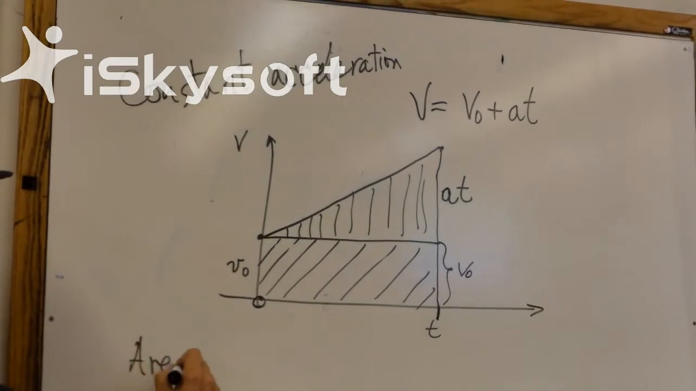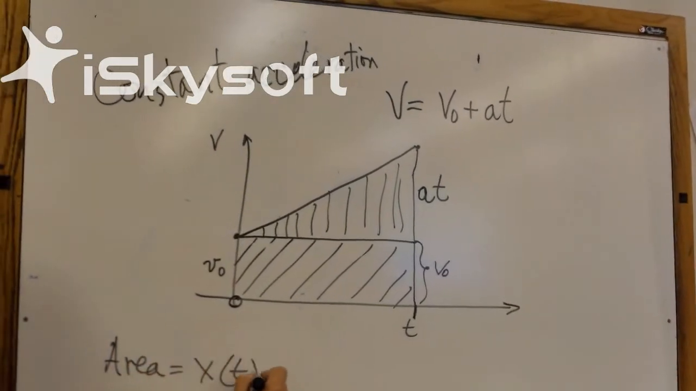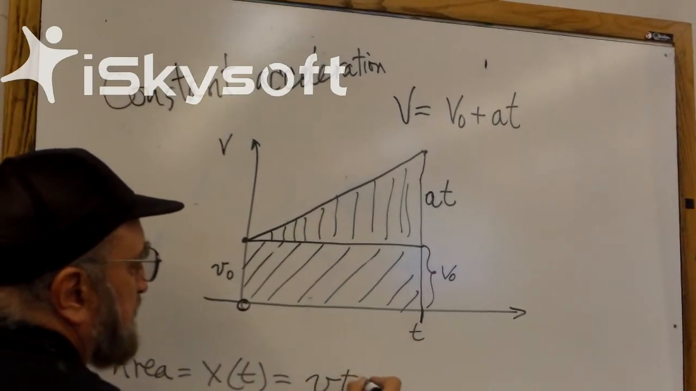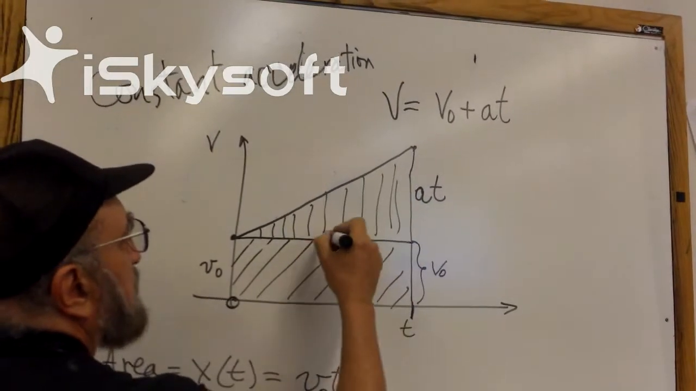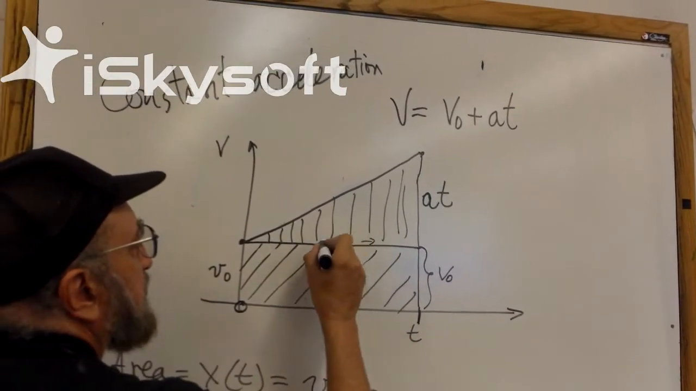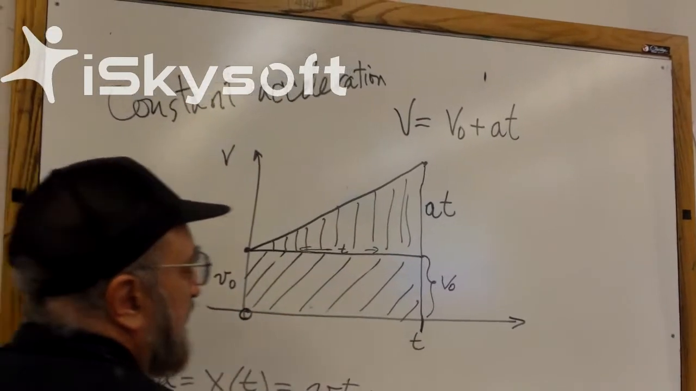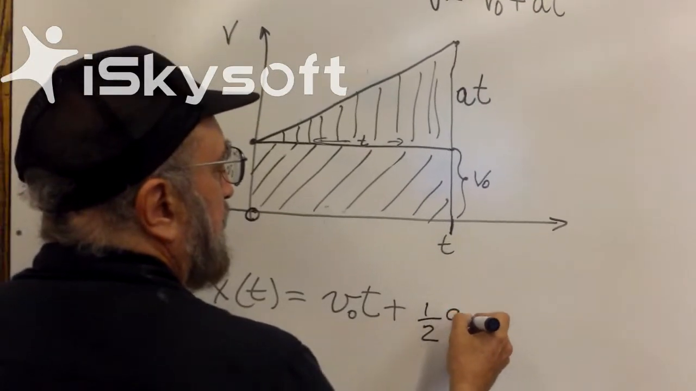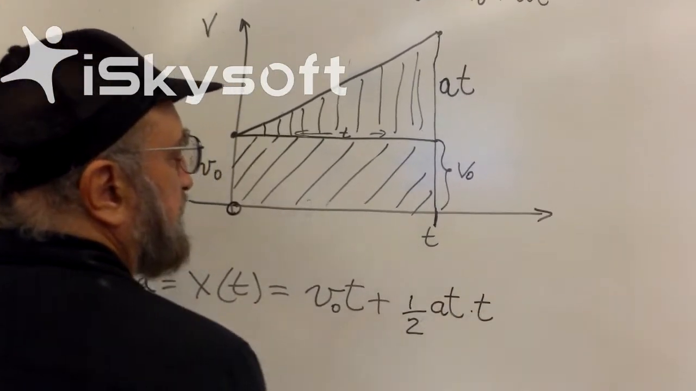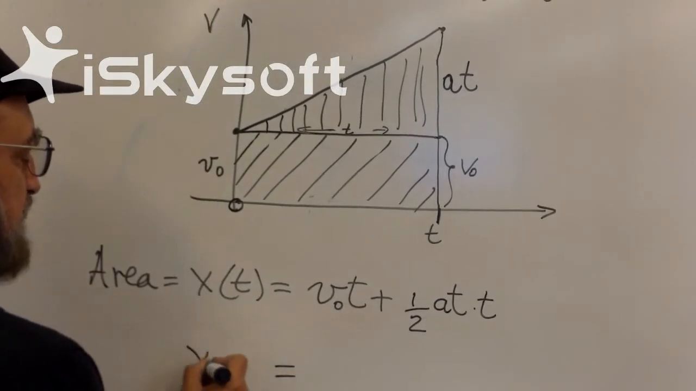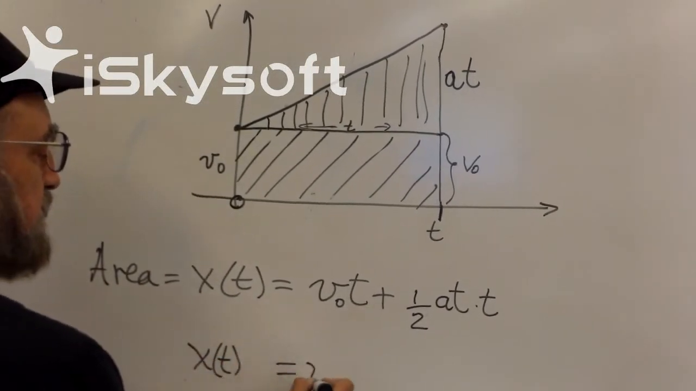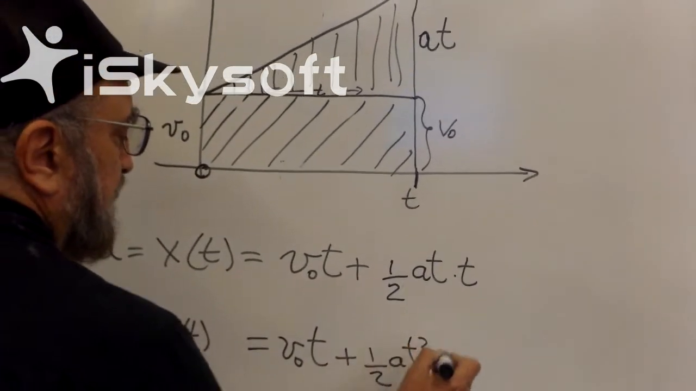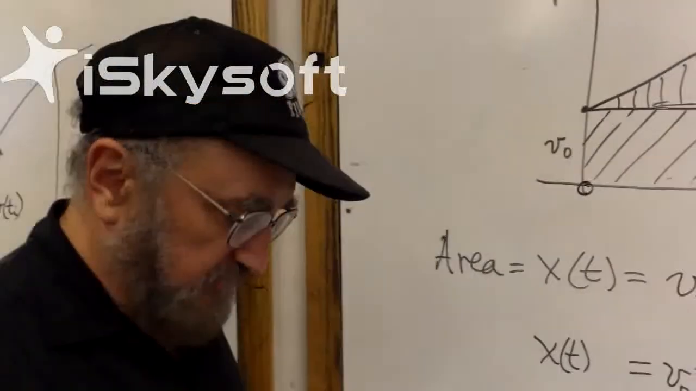So the area, which we say is going to be x of t, is the rectangle, v0 times t, plus a triangle whose base is t. See, it's the same as this. And whose height is at. And the formula is 1/2 height times base. We get x of t equals v0 t plus 1/2 at squared. A formula that I think should be quite familiar.